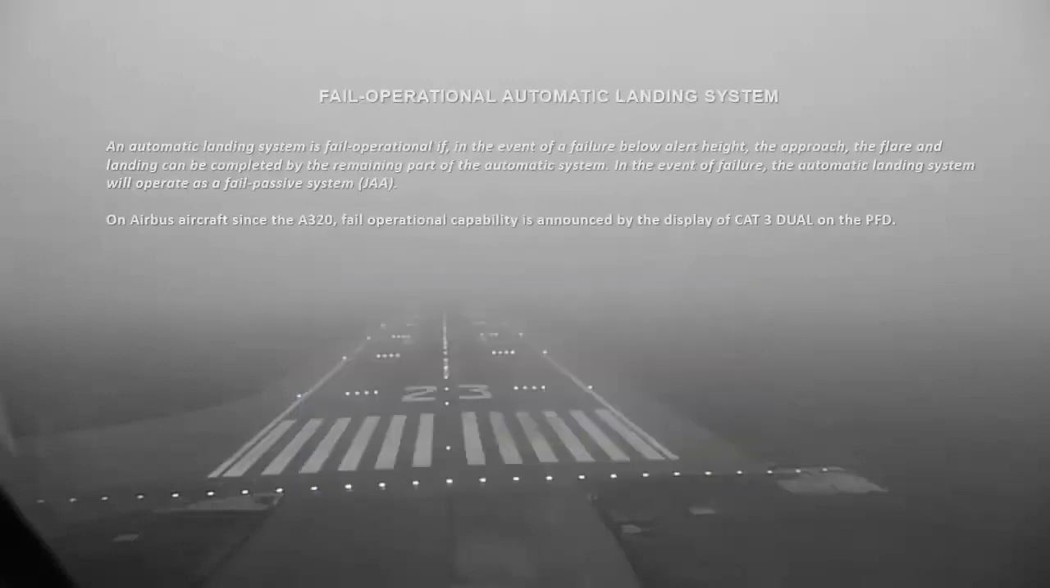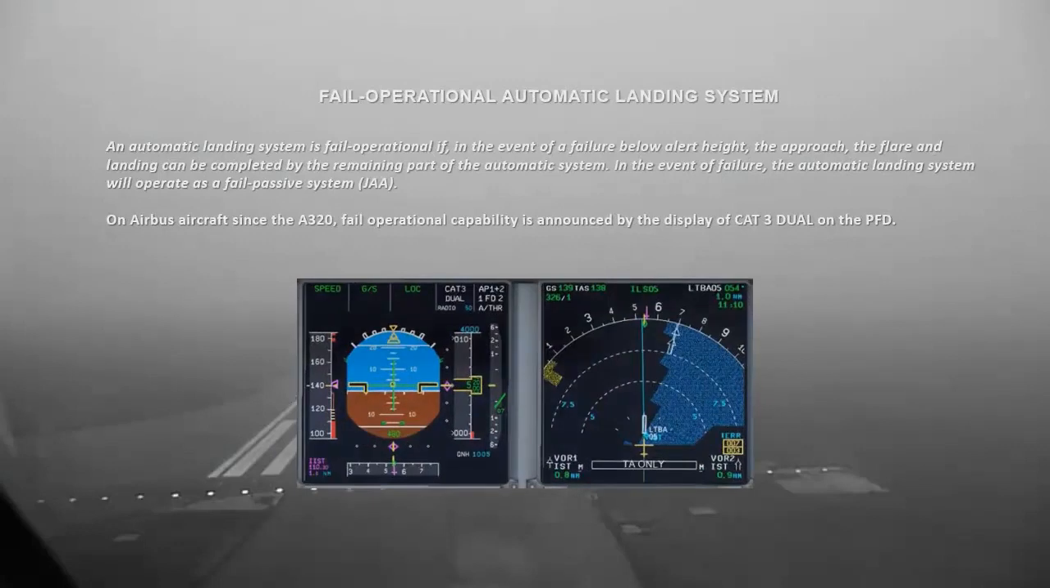Fail-operational automatic landing system. An automatic landing system is fail-operational if, in the event of a failure below alert height, the approach, the flare and landing can be completed by the remaining part of the automatic system. In the event of failure, the automatic landing system will operate as a fail-passive system. JAA. On Airbus aircraft since the Airbus 320, fail-operational capability is announced by the display of Cat 3 dual on the PFD.